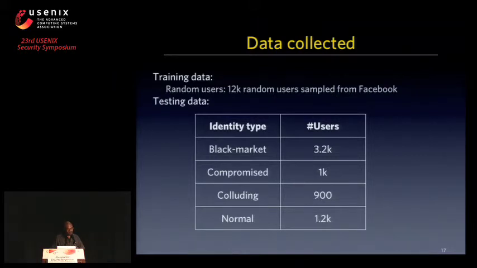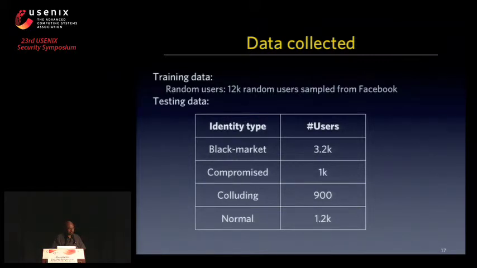To test how our classifier performs, we got ground truth information about like spam on Facebook. Getting ground truth information is quite hard, and there are a lot of details that I'm skipping here, which you can look at in the paper to find out. We found there were three types of like spammers that we can actually test on.